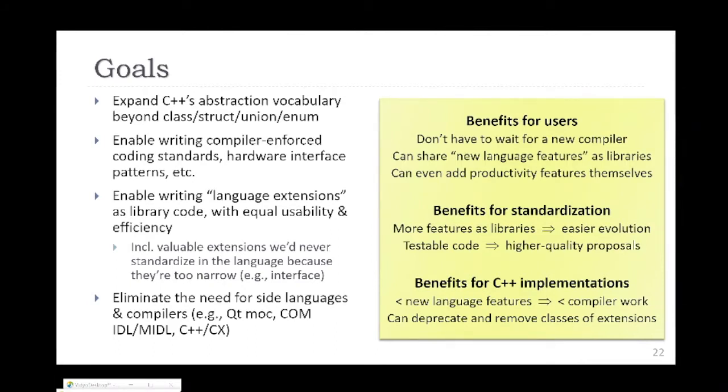In the standardization world, hopefully we could standardize more language features as libraries instead, which is easier to do and easier to test. And even C++ implementers can stop supporting over time, if this succeeds, many of their proprietary tools and side compilers. So that's a quick overview of what we're trying to achieve, with at least an attempt to show how it would be applicable to the kinds of things that you do.